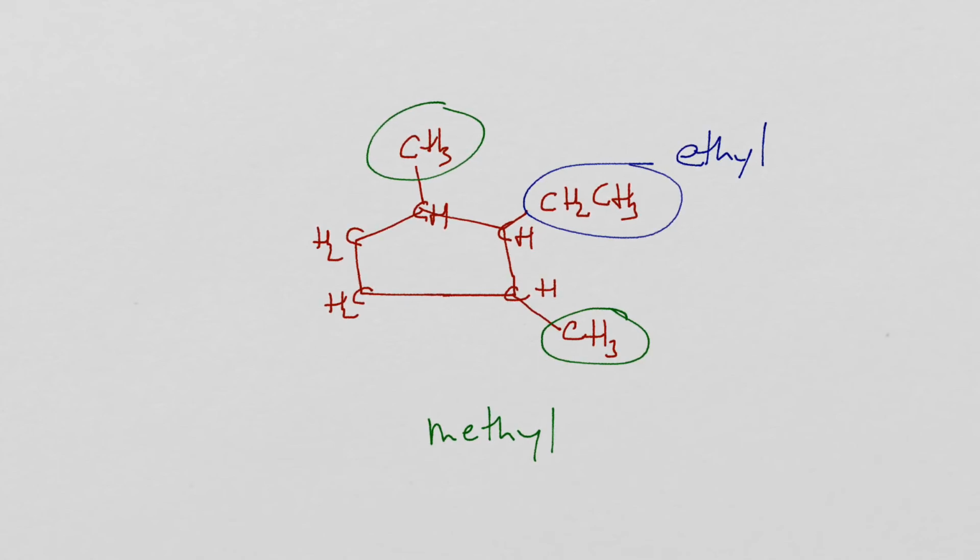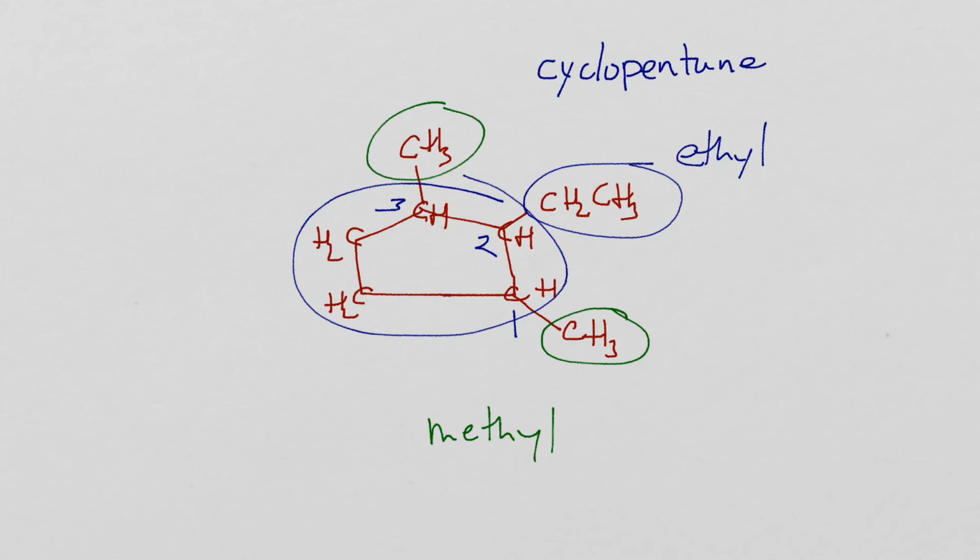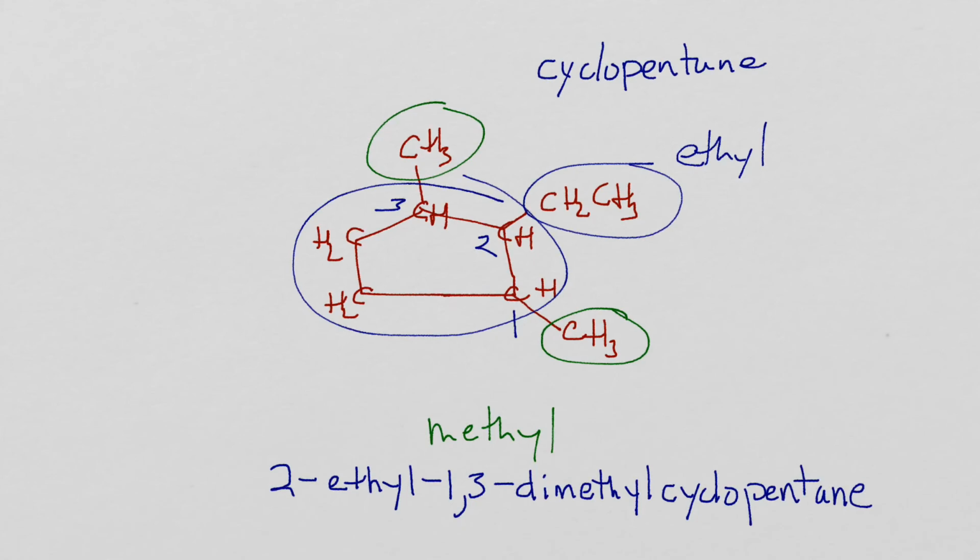So if I pick one of these methyl groups as, let's say, carbon 1, and then this is carbon 2, and then this is carbon 3, we know this is overall a cyclopentane, so that's going to be part of the name, and we are going to have 2-ethyl-1,3-dimethylcyclopentane.